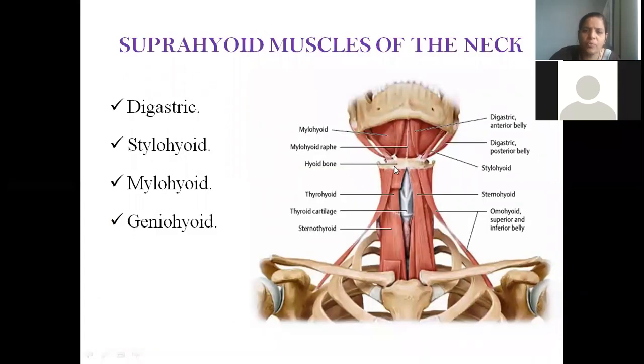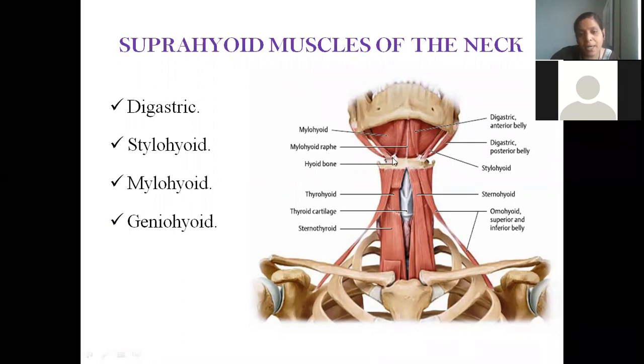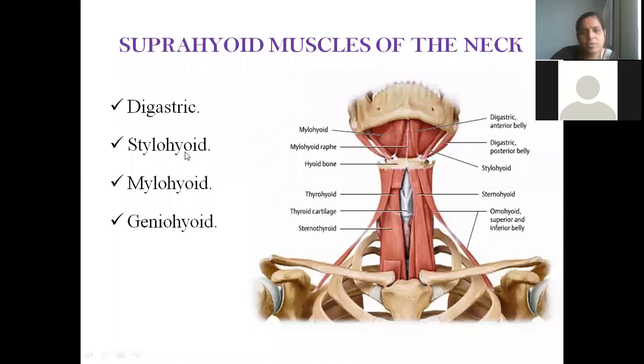Above the hyoid bone, the muscles are called the suprahyoid group of muscles. So we have the digastric: anterior belly of digastric, posterior belly of digastric. Behind the posterior belly of digastric, we also have the stylohyoid muscle. You can see here, stylohyoid. There is one muscle which is like an open book page, with a median white raphe and fibers on the right and left side, that is mylohyoid.